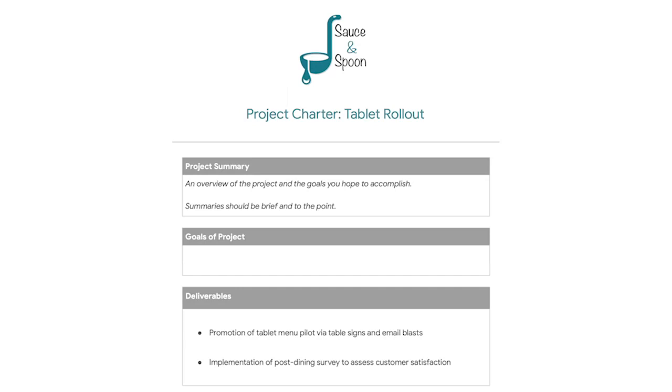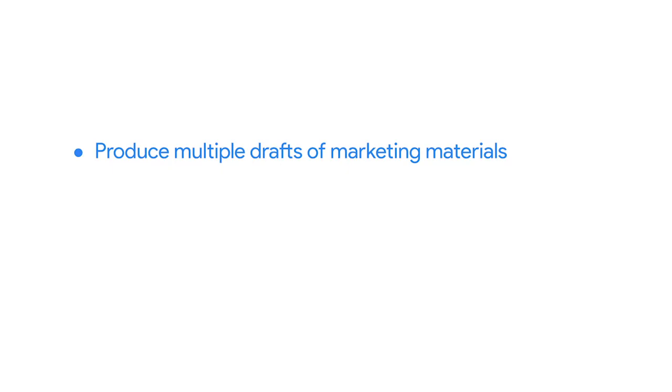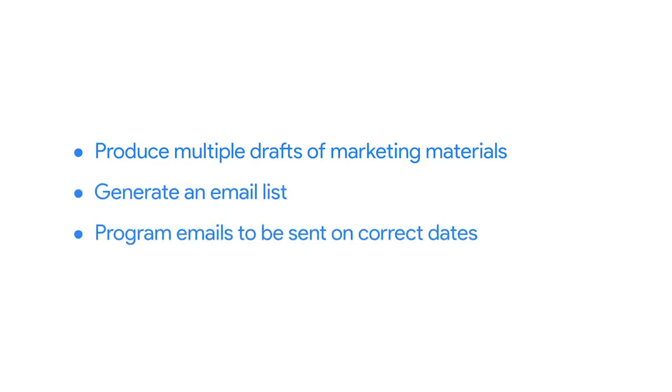For example, one of the deliverables of the Sauce and Spoon project is promoting the new tablet menus with table signs and email blasts. In this instance, a milestone could be the completion of this deliverable, which would include all of the tasks that are required for getting sign-offs on the final versions of the marketing materials and confirming the dates of the email blasts. Some of these tasks would include writing multiple drafts of the different marketing materials, generating an email list, and programming the emails to be sent on the correct dates.